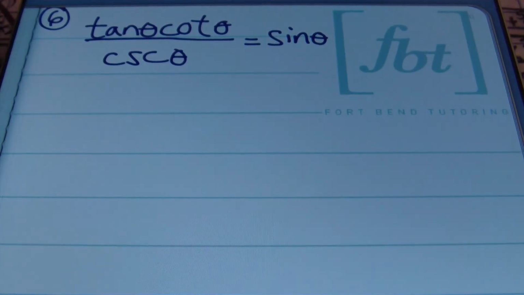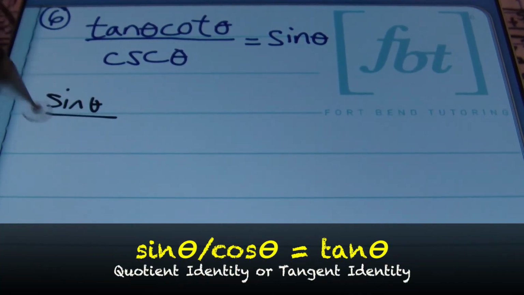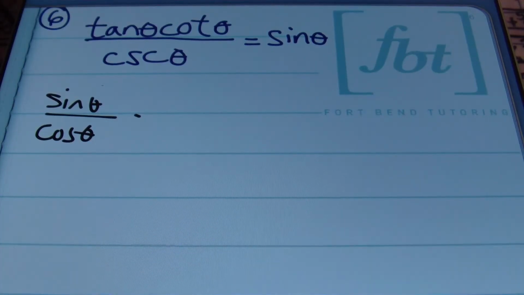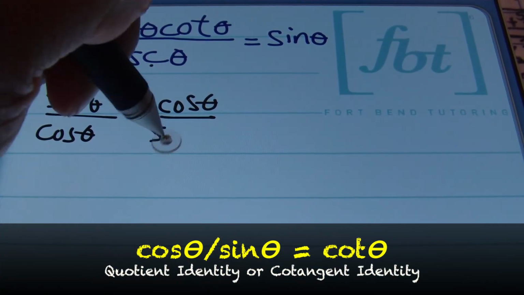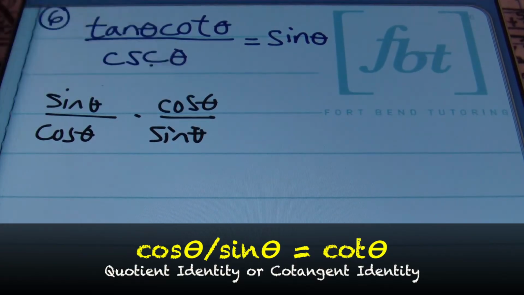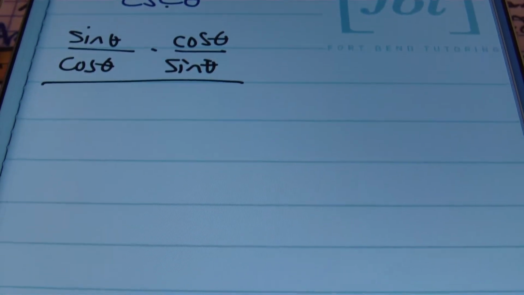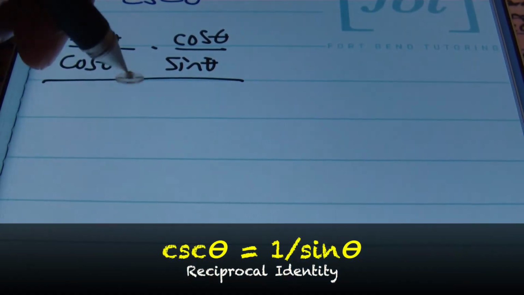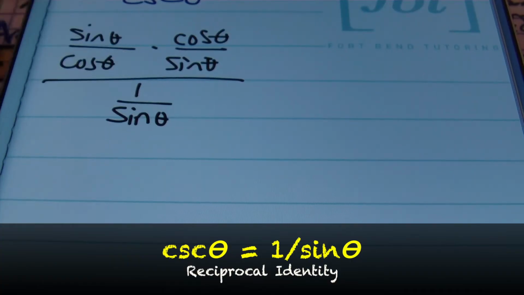All right, so I'm going to rewrite my tan theta as sine theta over cosine theta. This is going to be times cotangent theta, which is cosine theta over sine theta. All of this is going to be over that cosecant theta, which is equivalent to 1 over sine theta.